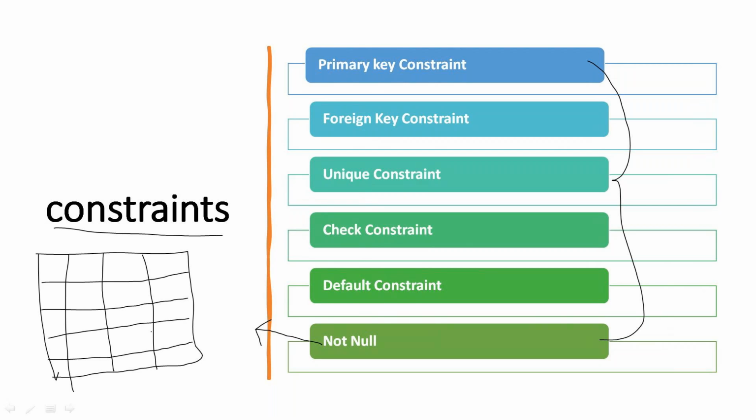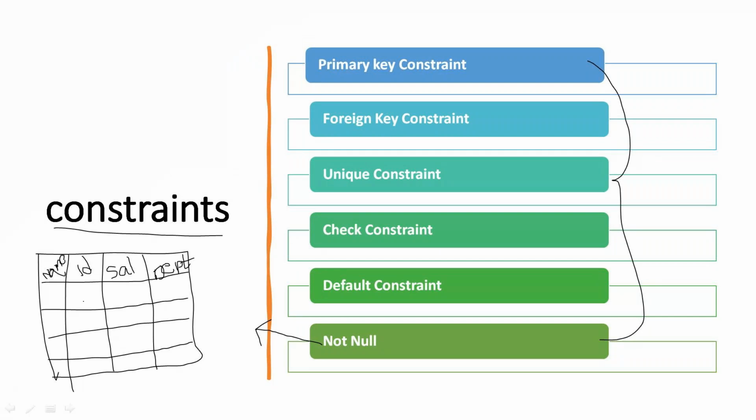Okay, so this is a table. Now here I have a name column, and another one is id, and another one I have is sal. I'm just taking an example, and another one is department number.